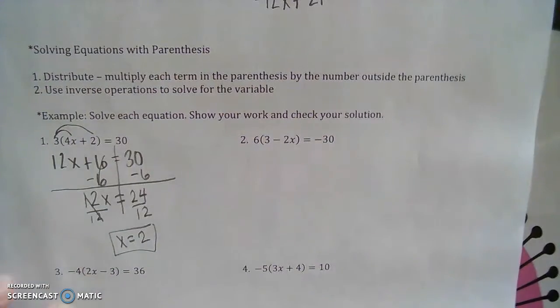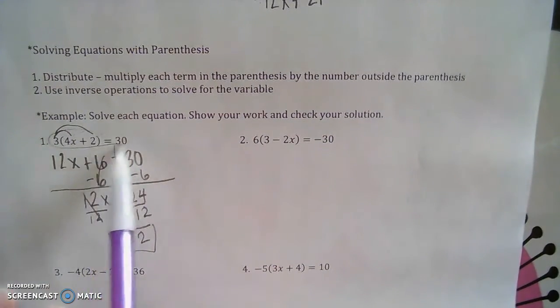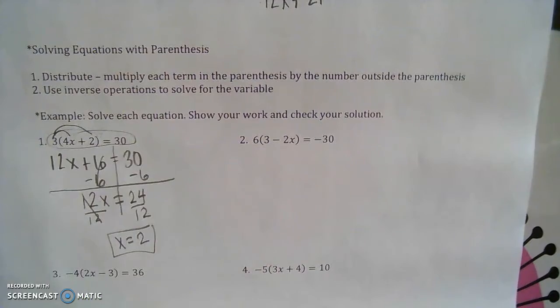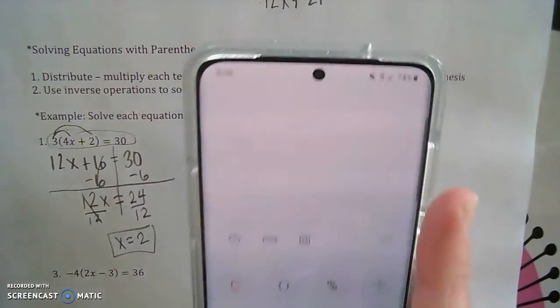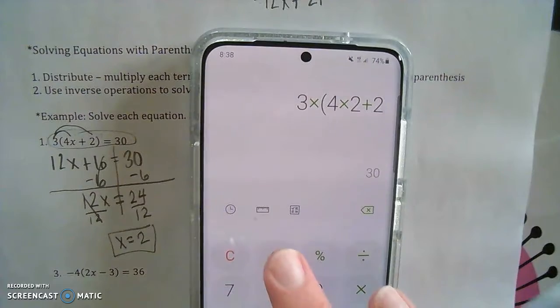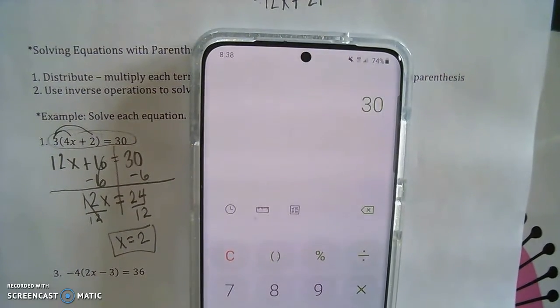Now, when you check your answer, you do want to plug it into the original equation. Just in case something went wrong in that step, you always want to go back to the original equation to make sure you did it correctly. So 3 parentheses, 4 times 2 is what we think we got, plus 2 parentheses does equal 30.